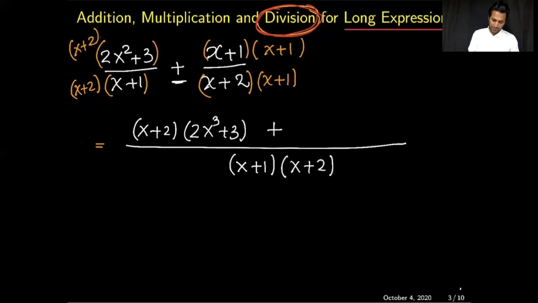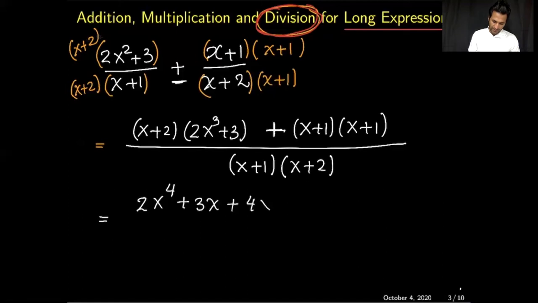Here the operation will be whatever the operations we have here. Since we have an addition operation, we will keep that operation here. And then you have x plus 1, and this is multiplying x plus 1. Now we will perform the multiplication and addition operations in the denominator. As you can see, if I use the FOIL method, I will get 2x to the power 4 plus 3x plus 4x cubed plus 6.